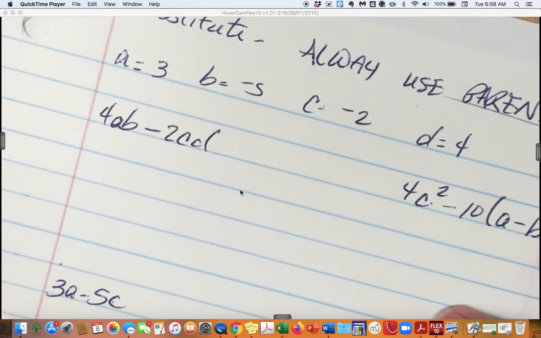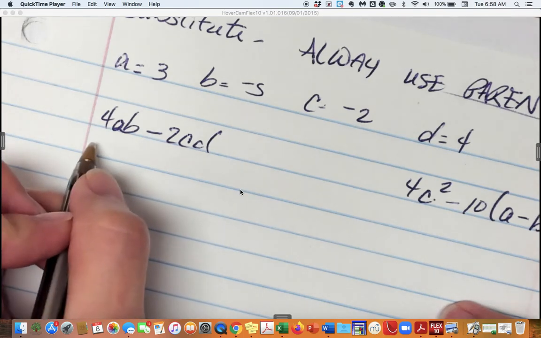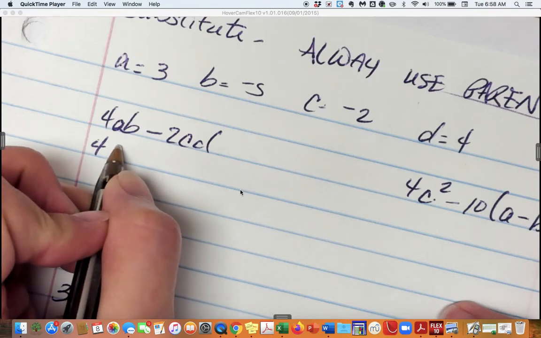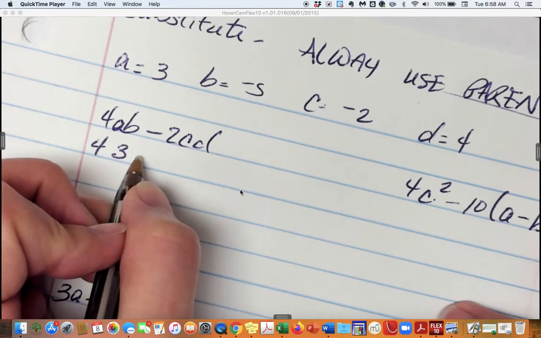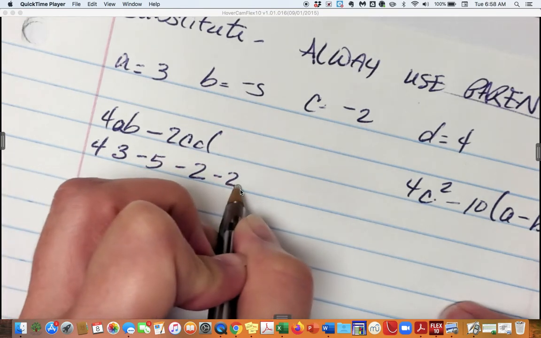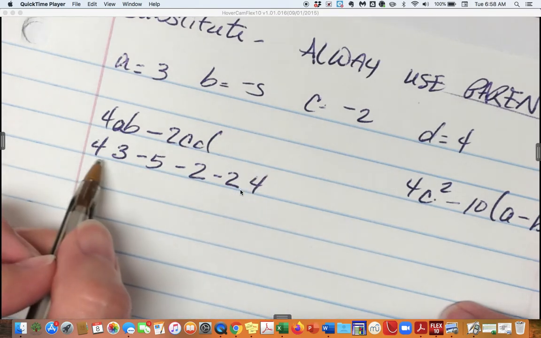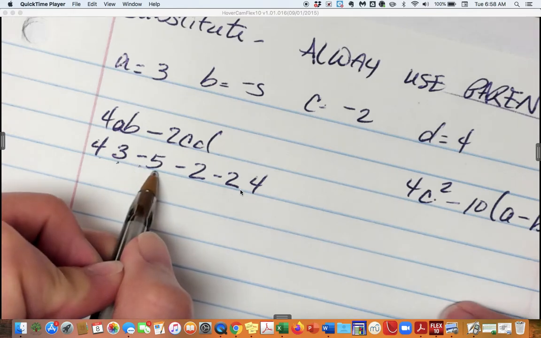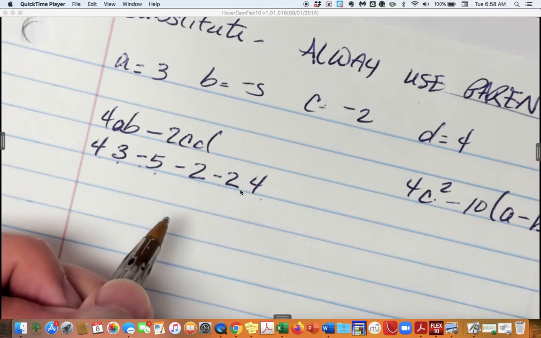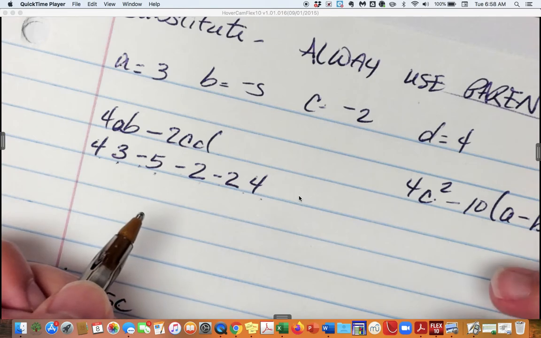And I have seen this, when kids turn in papers. Say on this first problem, if you don't use parentheses, it ends up looking like this. 4 times 3, and then the b value is minus 5, and then the c value is negative 2, and the d value is 4. Well, I have seen kids come in and think that that is 43 minus 5 minus 2 minus 24. Because as soon as your eyes swap off of it and you kind of forget what you were setting up, you get lost in your own problem.